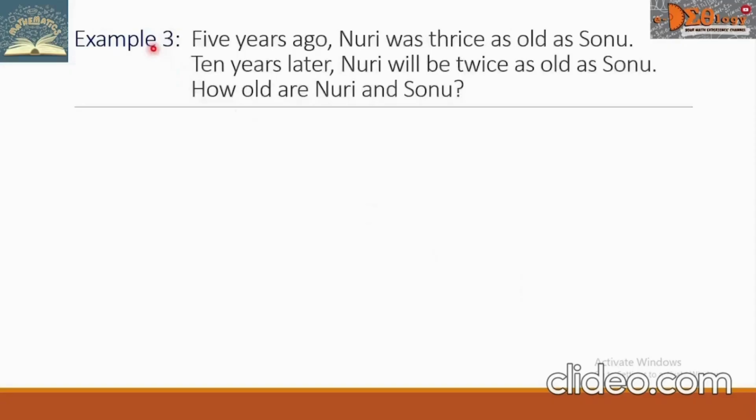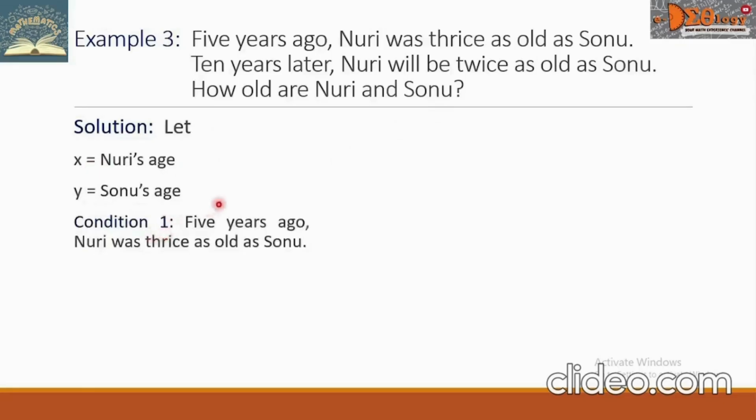Example 3. 5 years ago, Nuri was thrice as old as Sonu. 10 years later, Nuri will be twice as old as Sonu. How old are Nuri and Sonu? We let x be Nuri's age. y equals Sonu's age. Now the condition 1, 5 years ago, Nuri was thrice as old as Sonu.